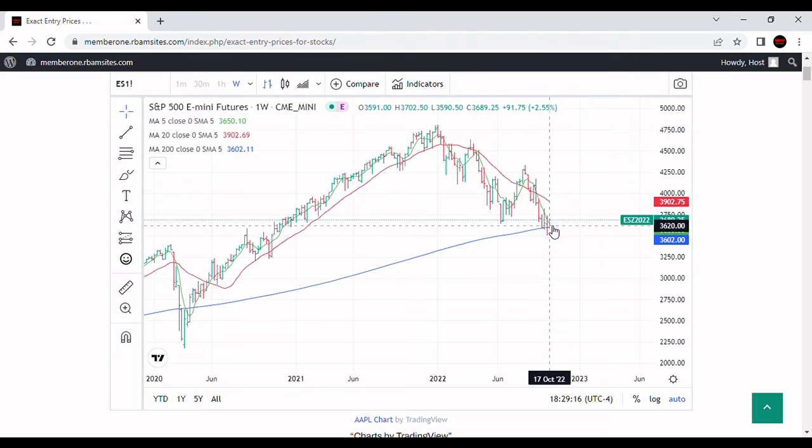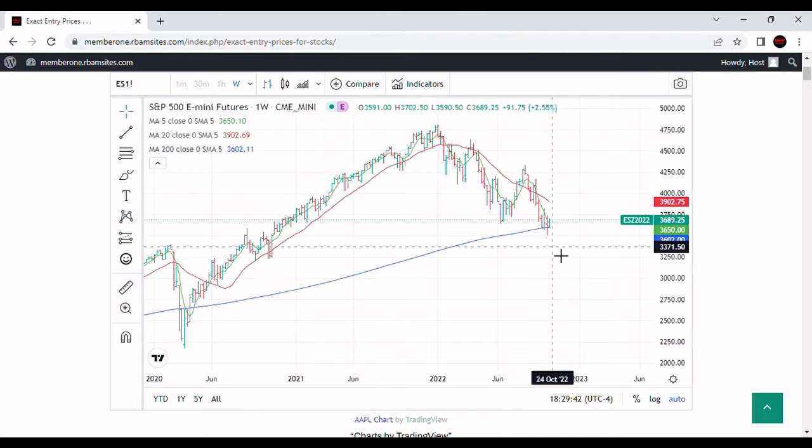We're flirting with the 200-week moving average here, trying to decide what's going to happen. You can see we're below the 20-week, below the 5-week. Now, it's closed right around the 5-week moving average, and that's a good sign in terms of trying to get out of this bear market that we're in. So we still have a positive chance, let's say, of not continuing this bear market, but we have to see that happen, and it really needs to start to happen this week or next week.